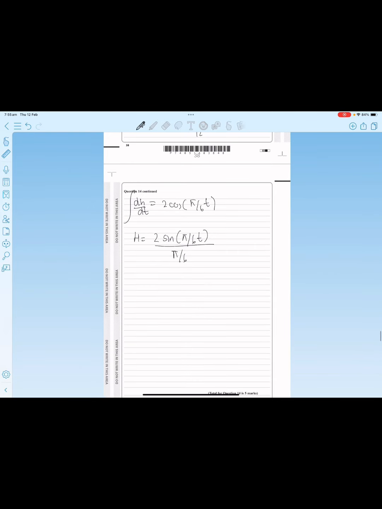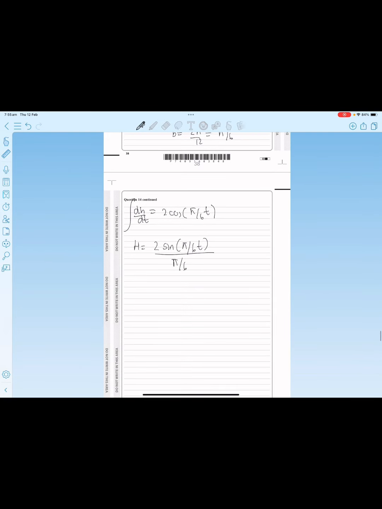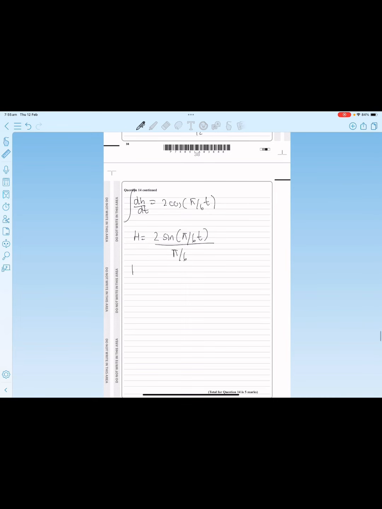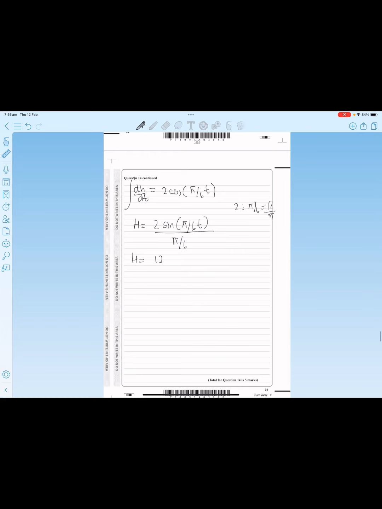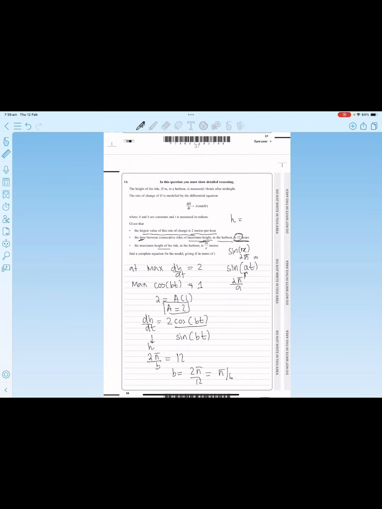Okay, now let's keep going in this function. So let's actually do some rearrangement. That's the same as saying h is equal to 2 divided by pi over 6, which is 12 over pi. So therefore, it's 12 over pi times sine pi over 6t plus c. Don't forget your plus c's.